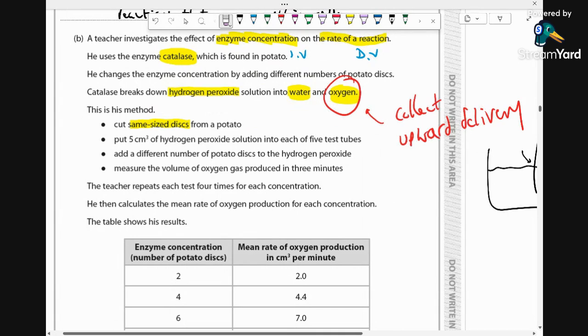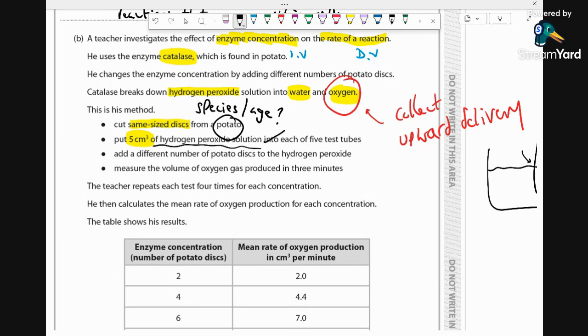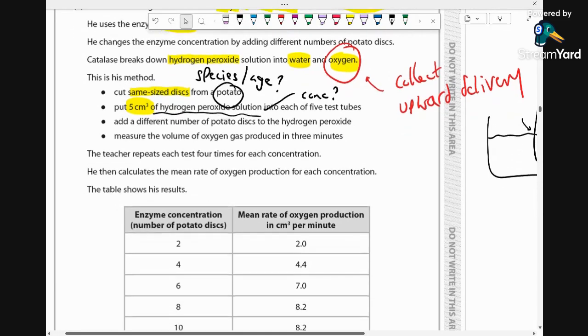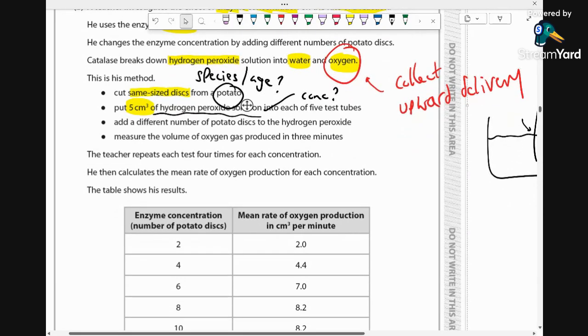What it's not saying is this potato should therefore be the same species and age of potato. That needs to be the same. 5 centimeters cubed of hydrogen peroxide solution. It's not giving us a concentration, so I'm going to highlight that and say conc. Into 5 test tubes. Add a different number of potato discs, but they're the same size, so that's fine. And we're going to measure the volume of oxygen gas produced in the same time, so that's fine as well.